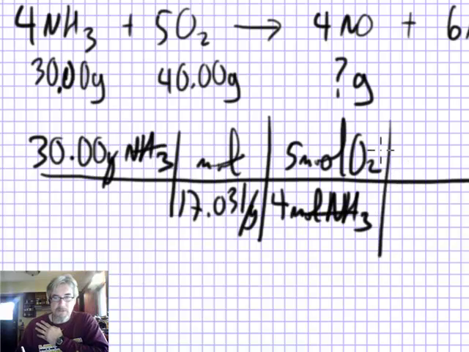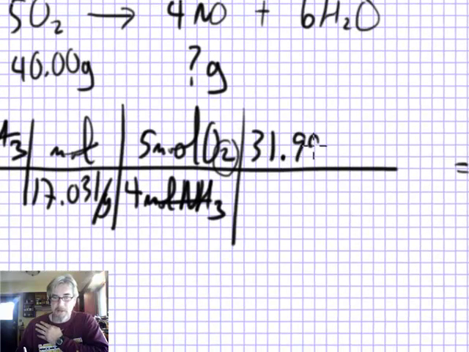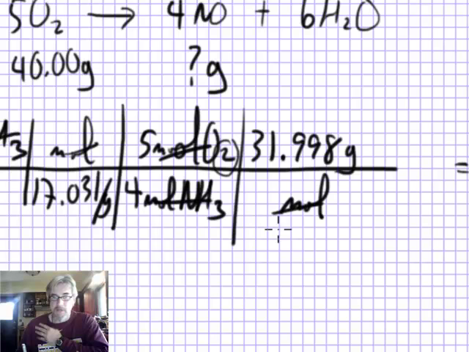This isn't just ordinary oxygen. Keep in mind that this is O2, so I can't put 15.999 in there, which is what you get off the periodic table. This is actually 31.998 if you double it, grams per mole. With moles canceled, now grams is all I have to deal with, and I have grams of O2.